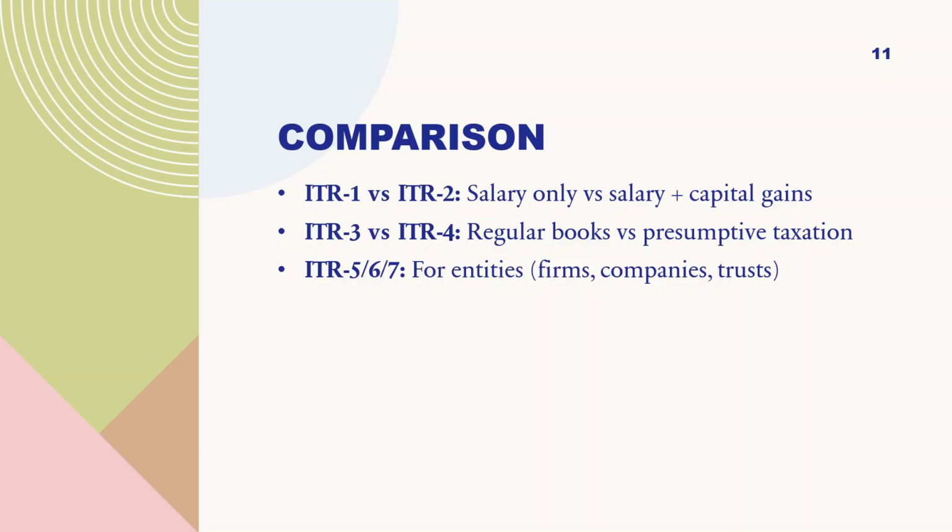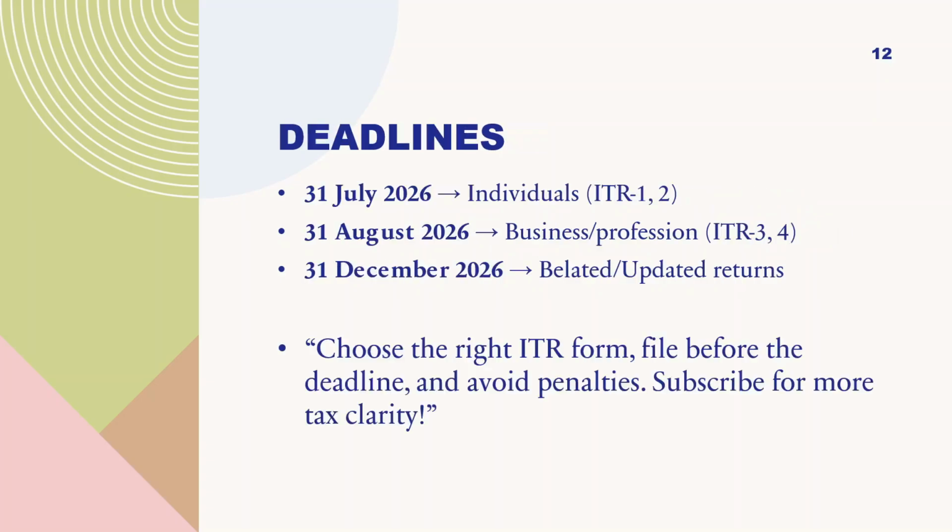ITR 3 and ITR 4 are regular books versus presumptive taxation. This is applicable for businesses, but there are two types of businesses. In ITR 3 you need to file the regular books, and in ITR 4 you have to pay tax presumptively. ITR 5, 6, 7 are applicable for various entities like firms, companies, trusts, LLPs, and so on.